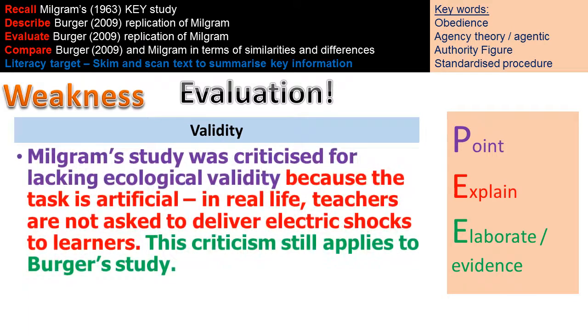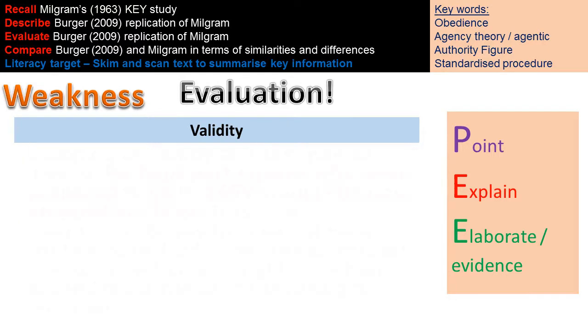However, when we look at validity, it can still be criticised exactly the same as Milgram for lacking this ecological validity, because the task is still artificial. It is not a real-life situation to be asked to electrocute a different person behind a screen just because they're not getting a learning pair answer correctly, and this criticism can be applied to both Berger and Milgram.